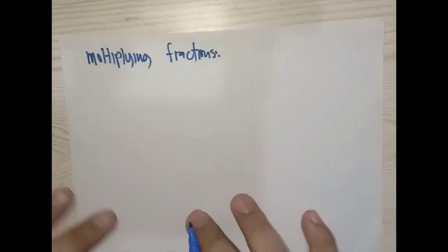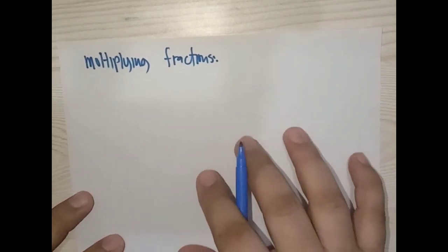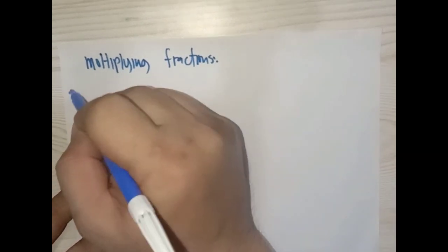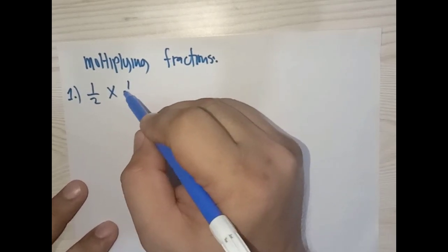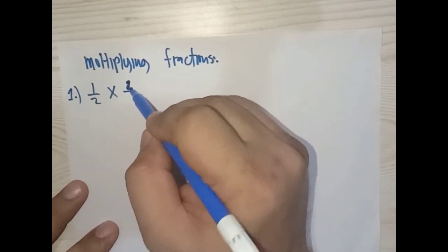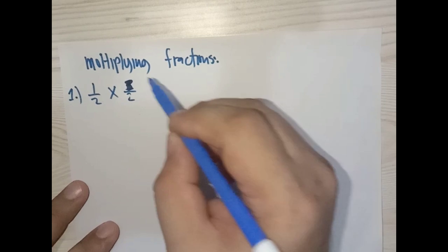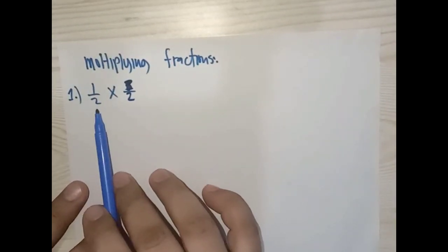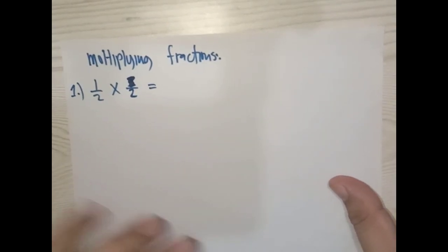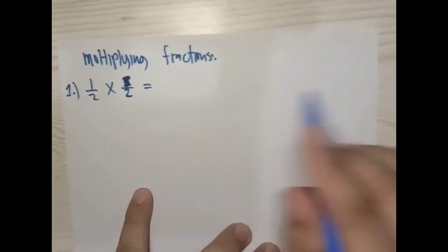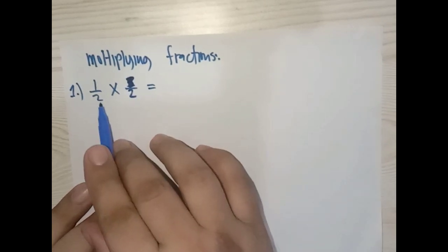So, first, we multiply two fractions with similar denominators. Number 1: 1/2 times 3/2. Okay? So, 1/2 times 3/2 is equal to... In multiplying fractions, it's like this, okay? We just multiply numerator to numerator and then denominator to denominator.